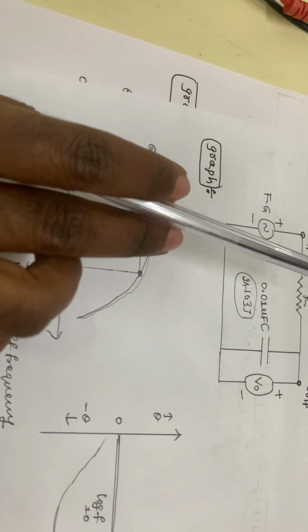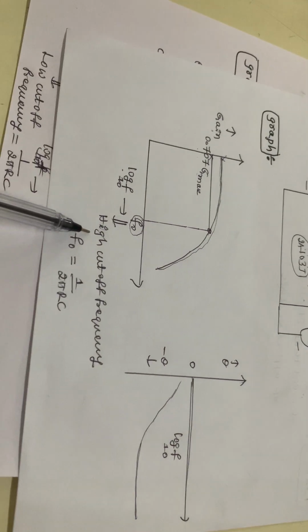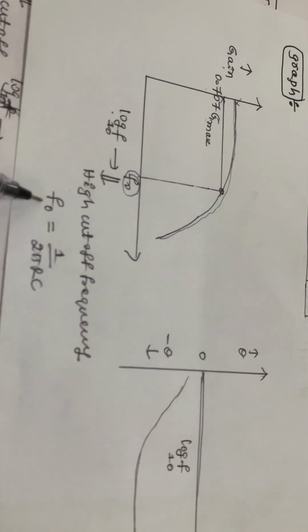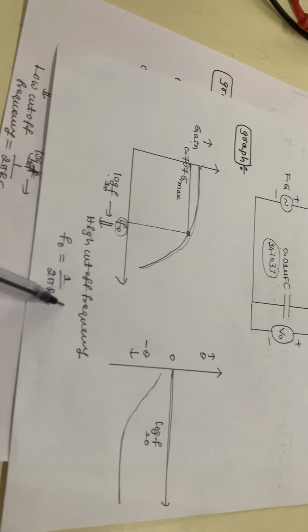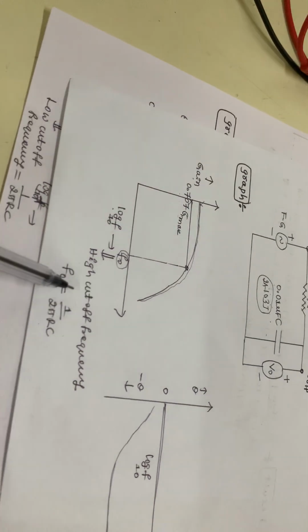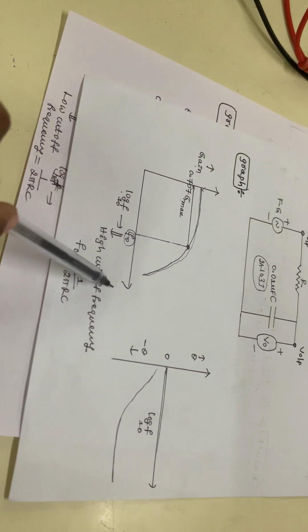Because it is a low pass filter, there is a high cutoff frequency. That high cutoff frequency is f naught equal to 1 by 2πRC. Theoretically also we have to calculate it, correct? So this one is the high cutoff frequency.